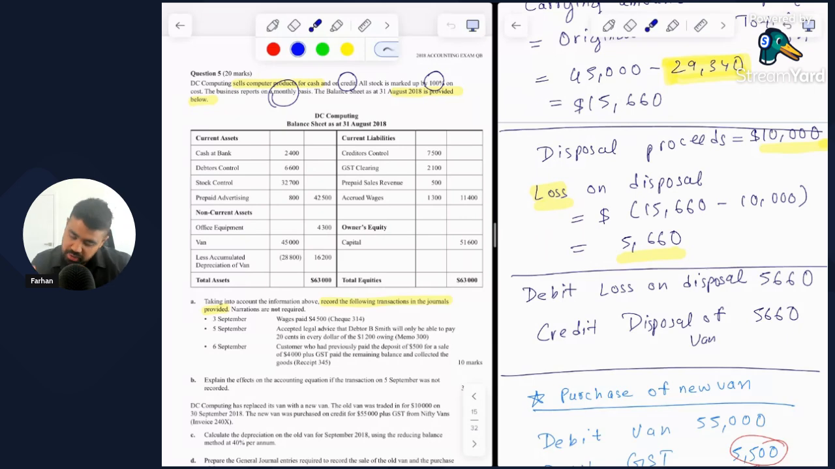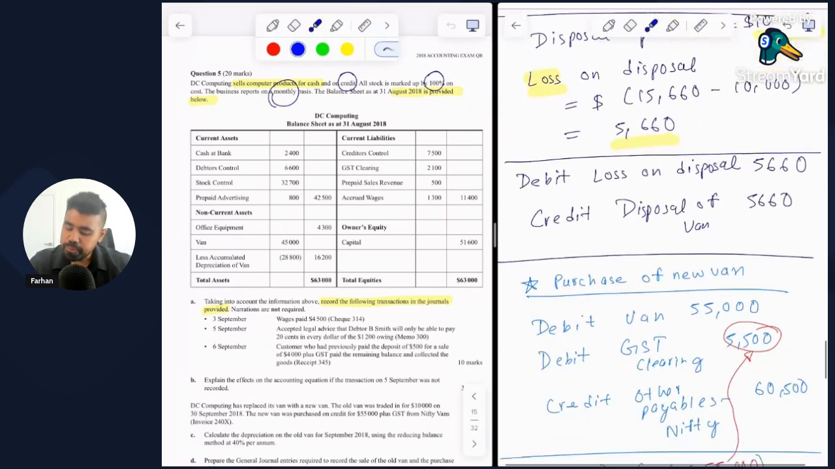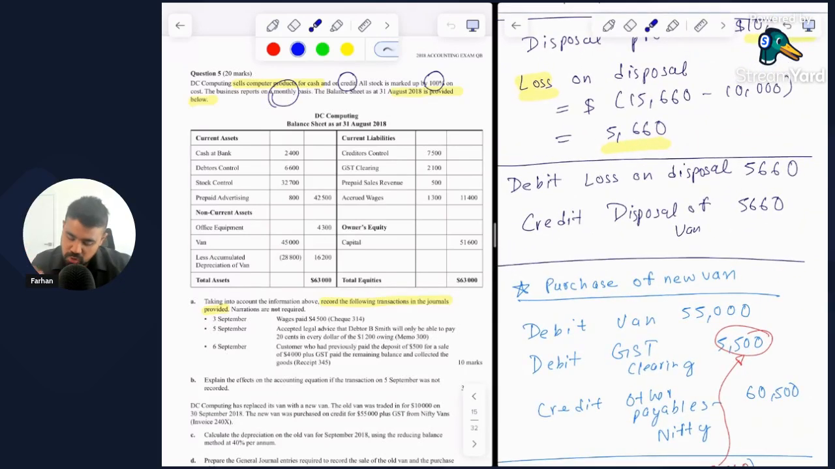Now, the next thing we do is record the purchase of the new van. All right. So we understand that the new van was purchased on credit for $55,000 plus GST from Nifty Vans. When we are buying this new van, our assets are going up, right? And the total value of the assets that are going up in the books, that we're going to report under the non-current assets section of our balance sheet, is $55,000 for this van. So when assets go up, we debit it. So we're debiting van by $55,000.